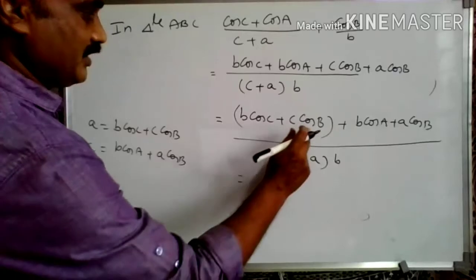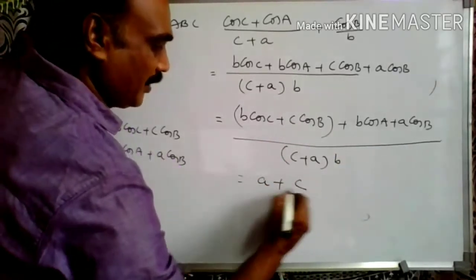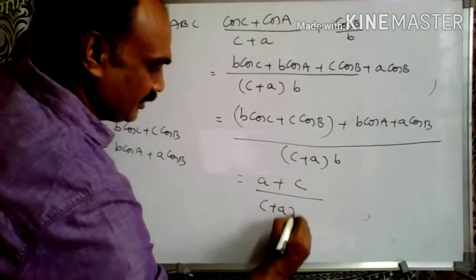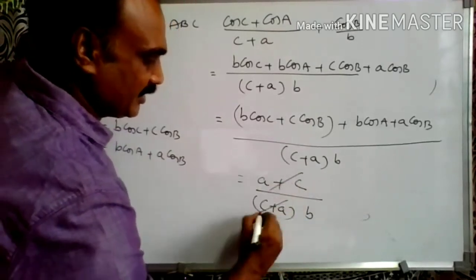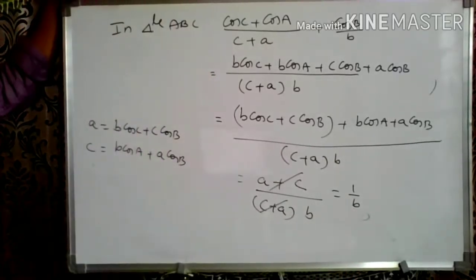So that is equal to, here, this value is a, students, this value is c, by c plus a into b. So c plus a get cancelled. Final answer is 1 by b.